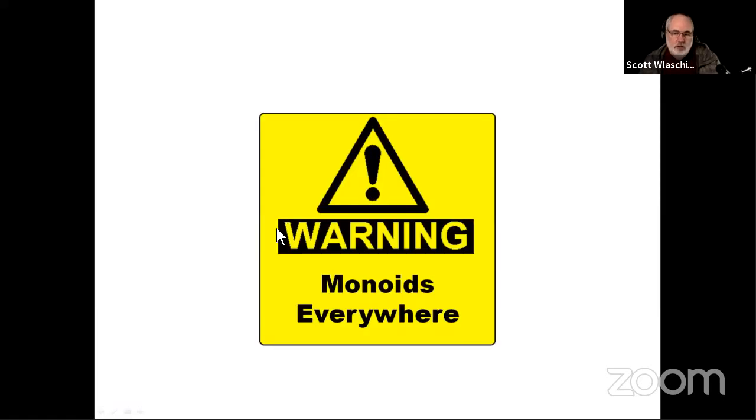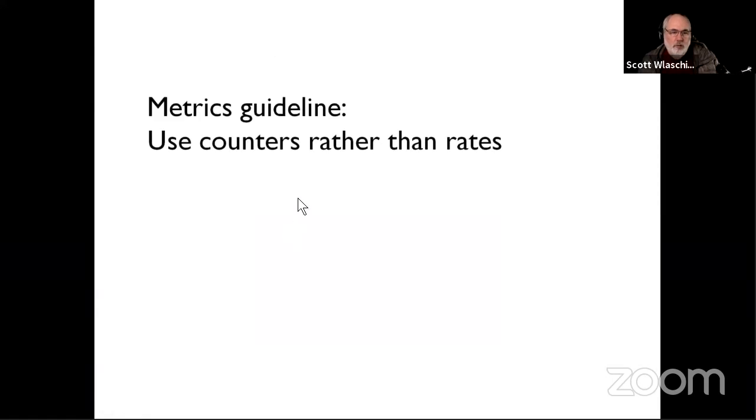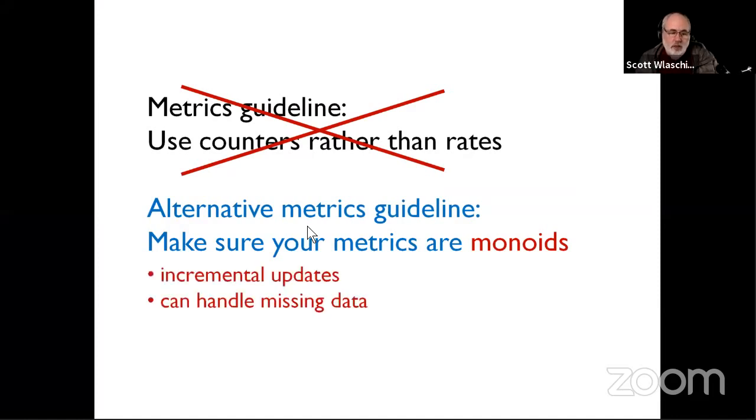When you know about monoids, you start seeing them everywhere. You look at everything and say, hey, that's a monoid. For example, in logging and metrics, where you want to keep track of things, make sure your metrics are monoids. That means you can combine two and get another metric, and you have a zero metric for when you have missing data or when you're doing incremental updates.